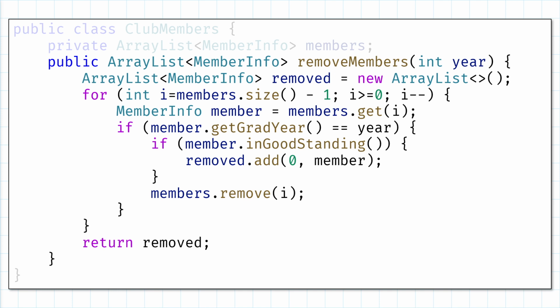Quick note here, instead of just adding the member to the end of the removed list, I used an overloaded version of the add method to insert the member at the beginning of the list. I did this so that the MemberInfo objects in removed are in the same order as they were in instance variable members that we're going through backwards. The problem didn't say anything about the order of the returned array list, and the example given only had one member returned, so you probably didn't have to do it this way. I just did because it kind of felt like the right thing to do, and there have been free responses in the past where this was an issue.